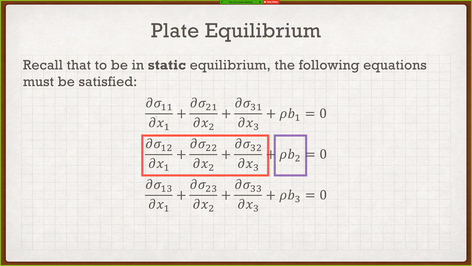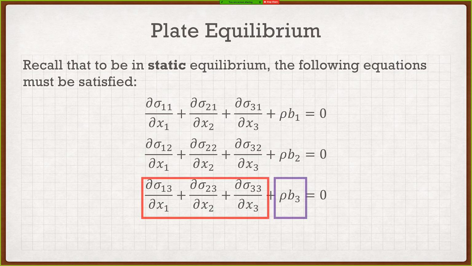Moving on to the second equation, it's the exact same thing: everything in that red box is simply the partial derivatives of our stress tensor, which we know. Rho B2 is the unknown we want to solve for. We have 1 equation, 1 unknown. Again, that's not going to pose too much of a problem. Finally, the last one, the exact same thing: a bunch of partial derivatives of our stress tensor, and only 1 unknown, which is rho B3. We can solve for rho B3.